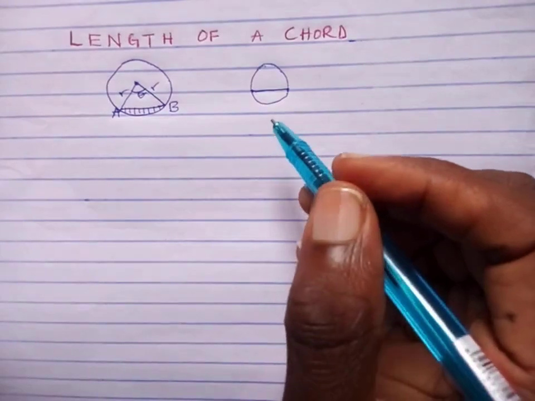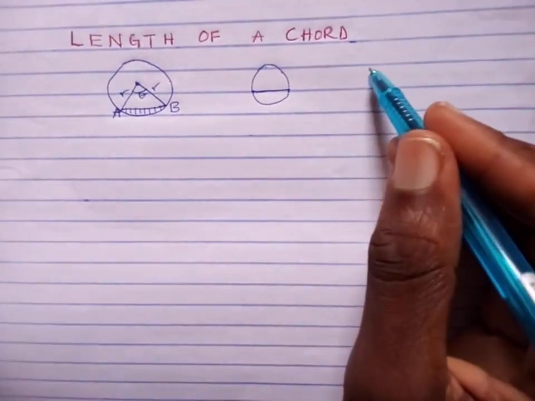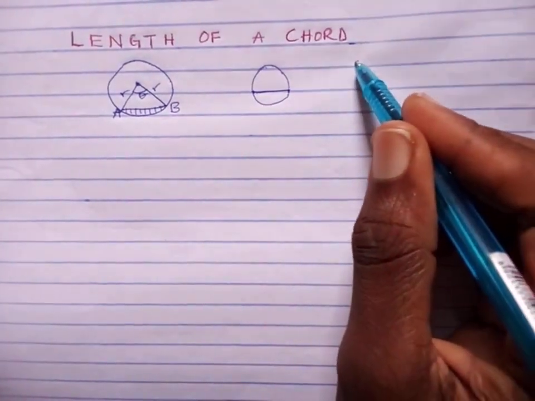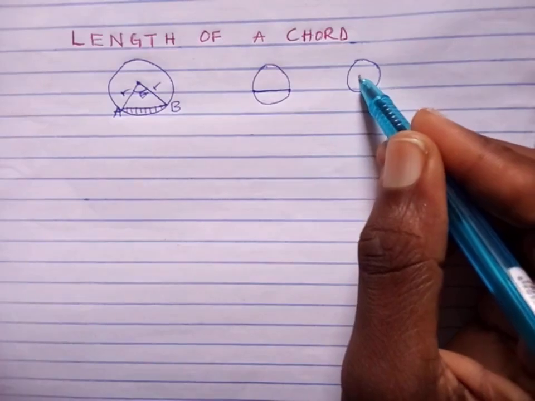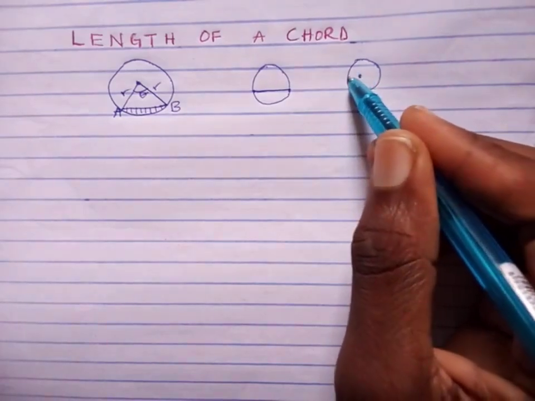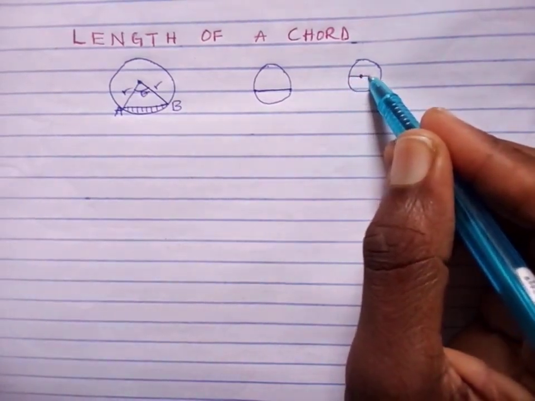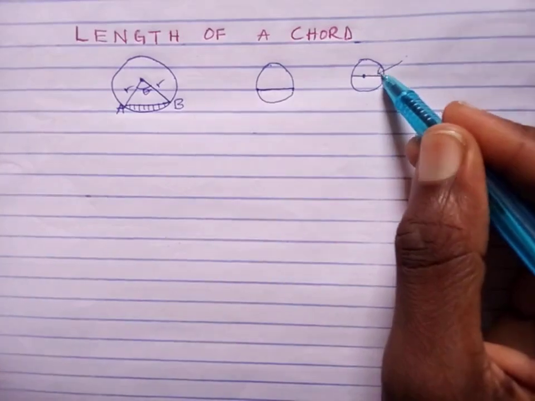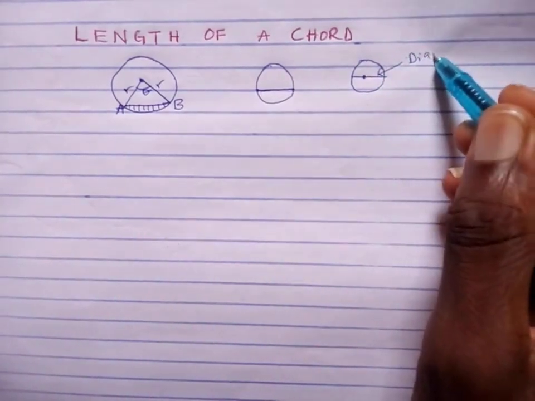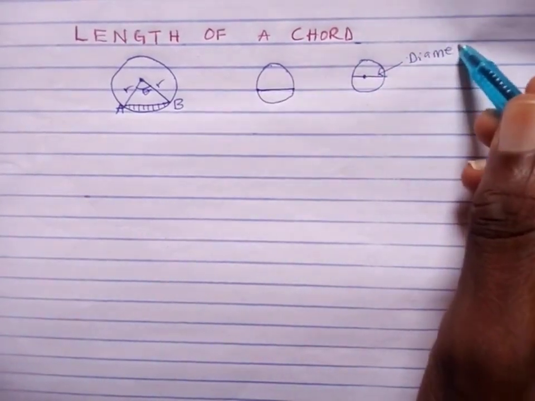And we also said that the chord that runs across the middle or the center of the circle, if we take this to be the center of the circle, and a chord runs across the center, we call this very chord the diameter of the circle. So this is the diameter of the circle.